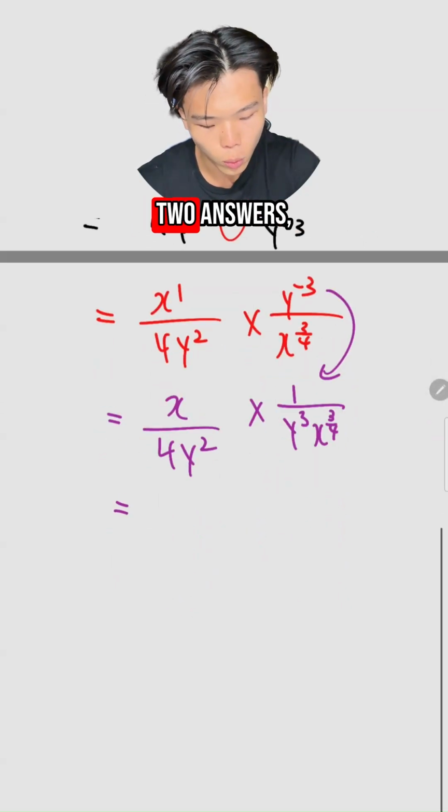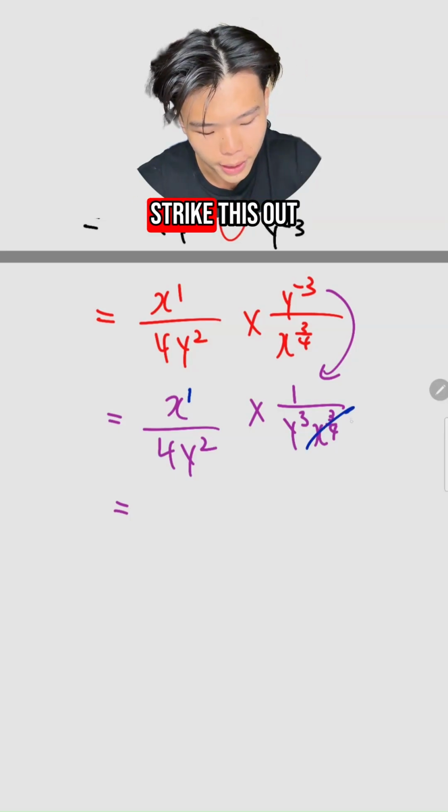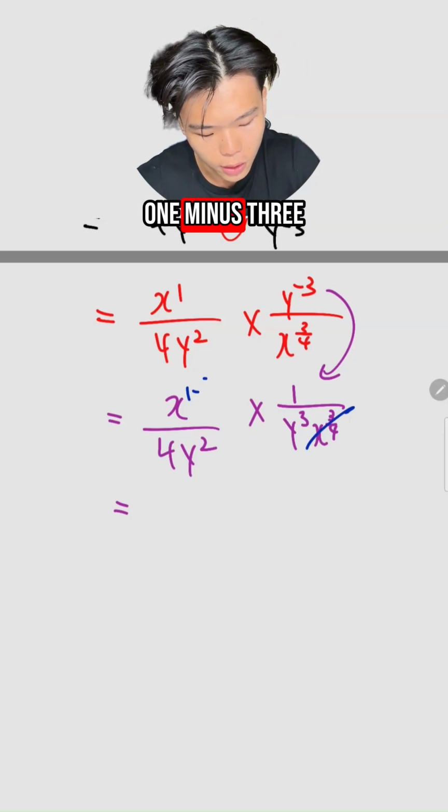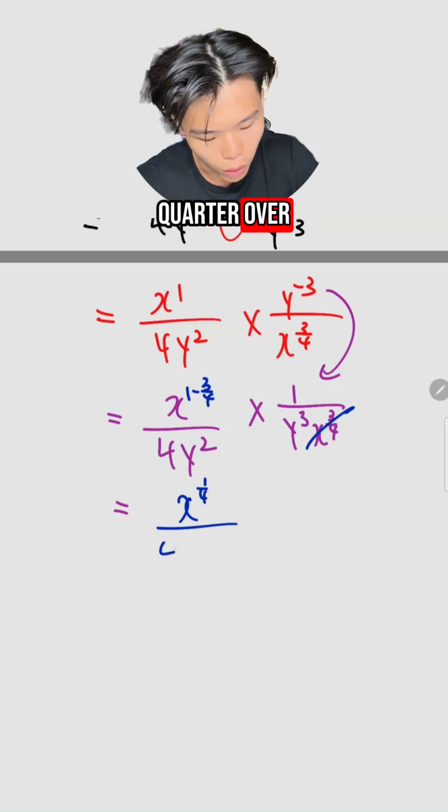And therefore, to combine these two answers, I see that x to the power 1 on top and x to the power 3/4 below, which means that I can strike this out over here, and that gives me 1 minus 3/4 on top, which therefore gives me x to the power of 1/4 over 4y.